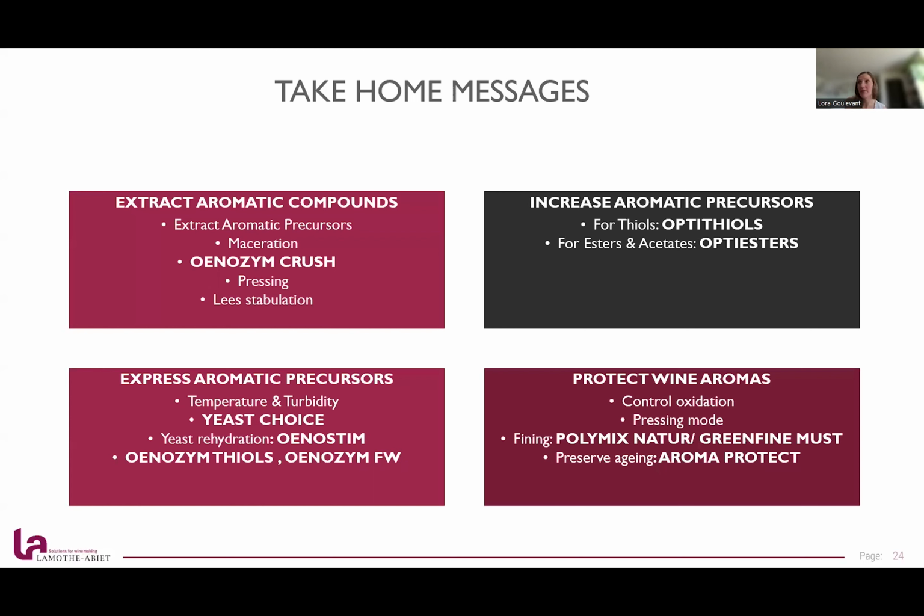So using Enostim for yeast rehydration, you can also use some enzymes that will increase the conversion rates of your varietal aromas. And then to protect your wine, of course, control your oxidation, protect your wine against any oxidation. Using fining agents en masse will help to avoid and remove some polyphenols and molecules that can oxidize your wine during the process. And during aging, Aroma Protect is a very great tool to avoid oxidation and just to protect your aromas over time.